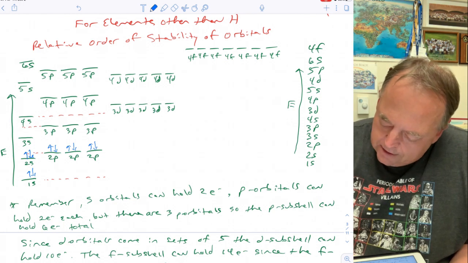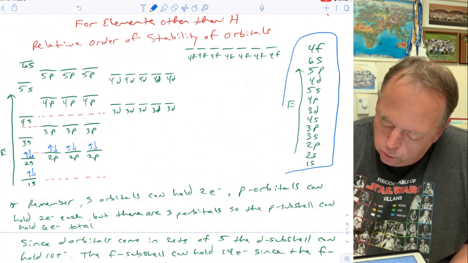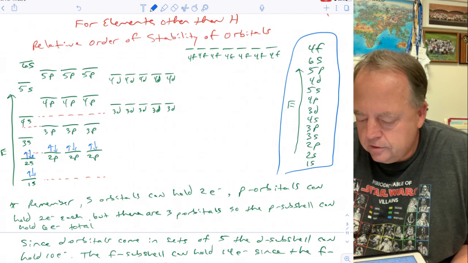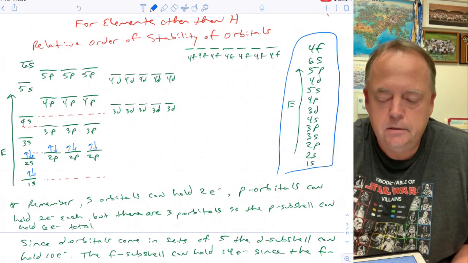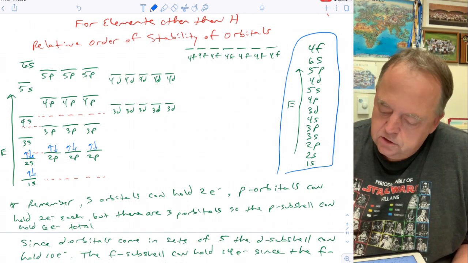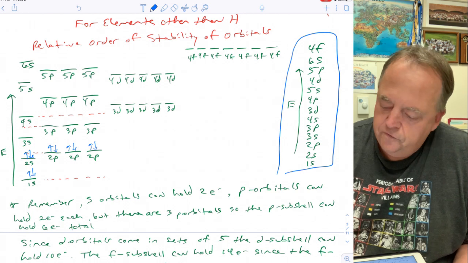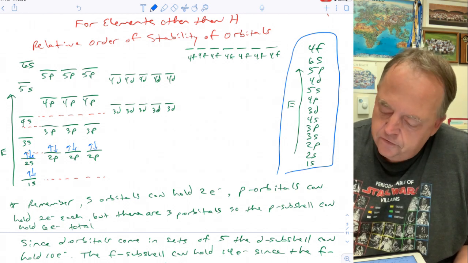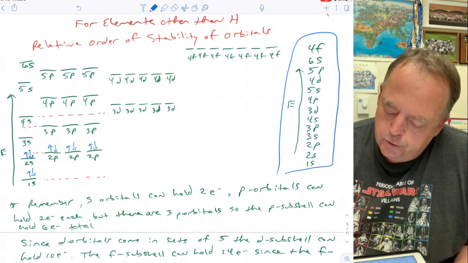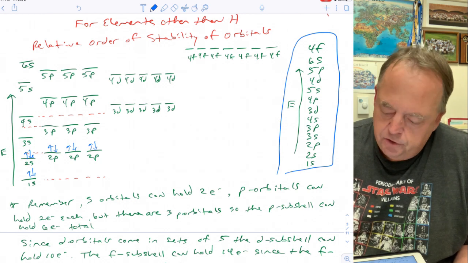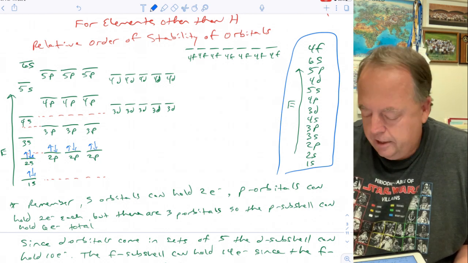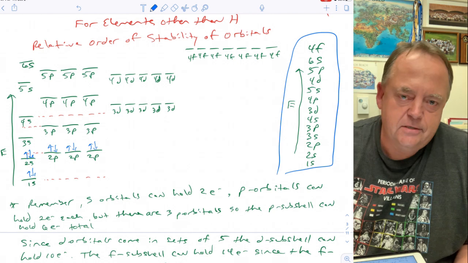So over here on the right, this shows you the relative order of stabilities of the orbitals. That's the order that you would fill them in. Fill the 1s. Once it's full, fill the 2s. Once it's full, fill the 2p. Once it's full, fill the 3s. Once it's full, fill the 3p. Then the 4s, then the 3d, then the 4p, then the 5s, then the 4d, and so forth.